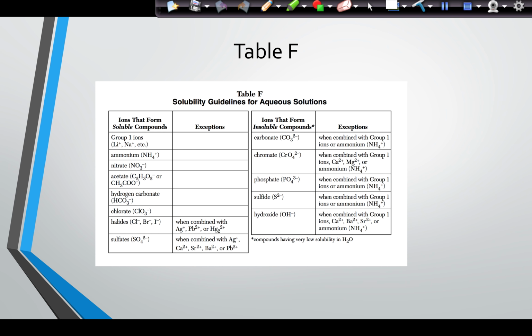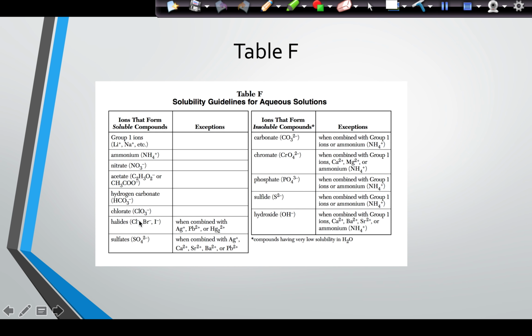When we look at Table F, remember that we are going to use Table F to find out whether an ionic compound is soluble. Remember that group 1 ions, ammonium, nitrate, acetate, hydrogen carbonate, and chlorate are all soluble with no exception. So if you see this at the beginning of a formula, or any group 1 ion at the beginning of the formula, or if a formula ends in NO3, ends in acetate, ends in hydrogen carbonate, or ends in chlorate, those compounds will be soluble no matter what.